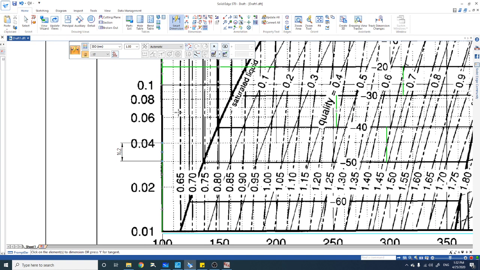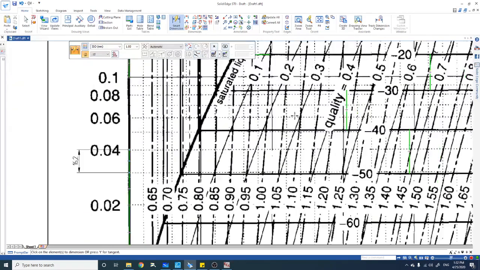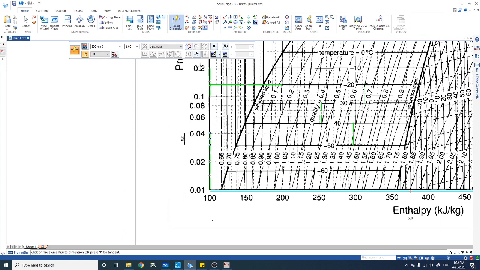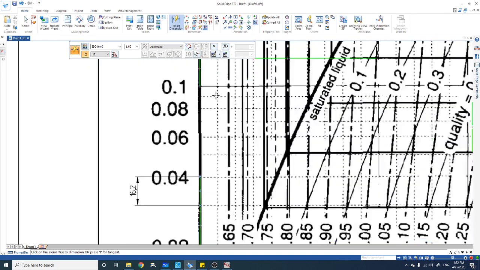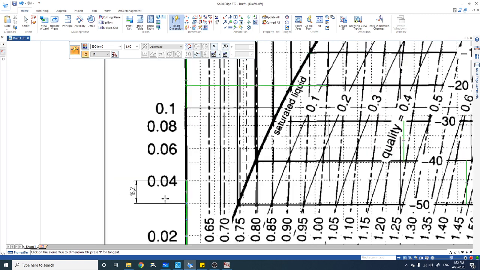Notice that there are dotted lines which are provided for your assistance. These dotted lines should be made use of wherever they are provided. The first thumb rule is wherever you find these light dotted lines, make use of them. Don't use only the values that are marked off on the y-axis. Between two values such as 0.1 and 0.08 MPa, you find one more line in between. So this corresponds to 0.09. Now between 0.08 and 0.06, you have a dotted line, this line, which is 0.07 MPa. This is 0.05 MPa. This is 0.03 MPa.